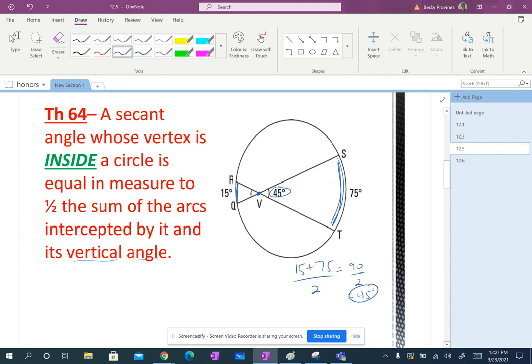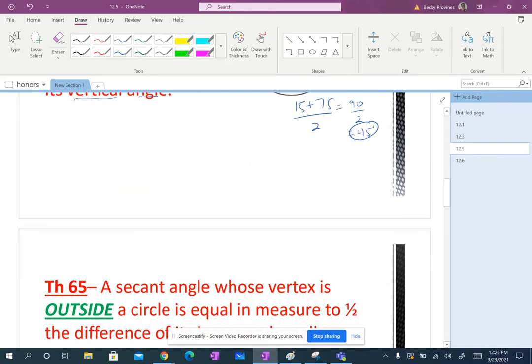Now, early on in this chapter, we had the definition of degree measure. That doesn't work here, right? Because see how this is 45 and this is 75, they're not the same. So that only works for central angles. It also doesn't work for inscribed angles because inscribed is just half. I know there's a lot to keep straight here, but it's always about the location of the vertex.